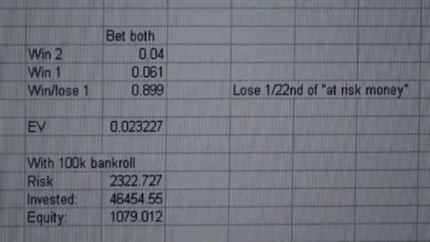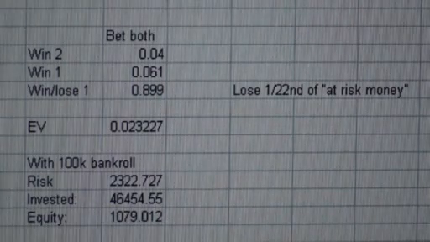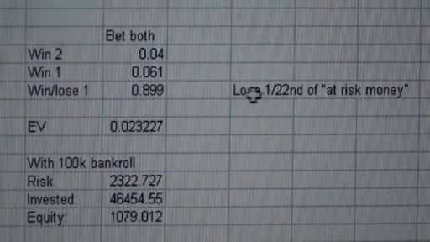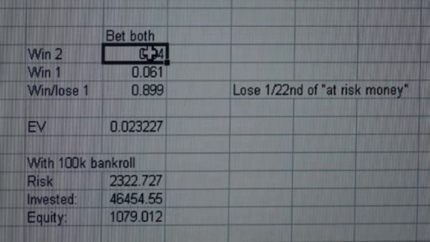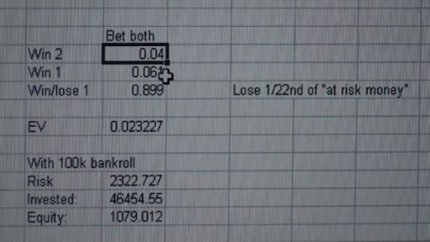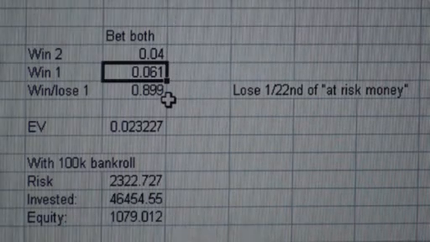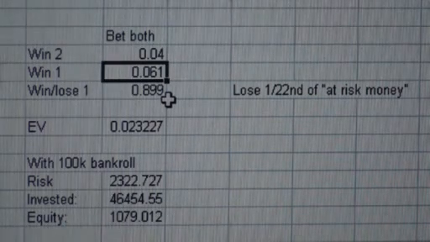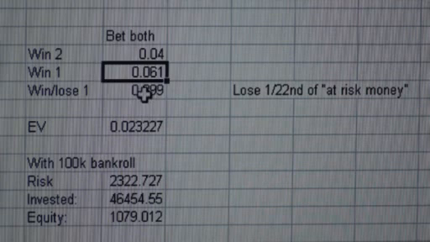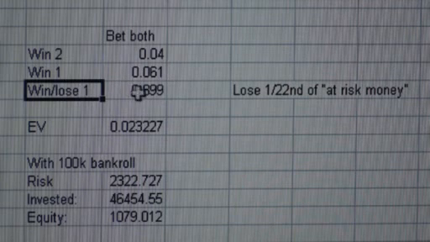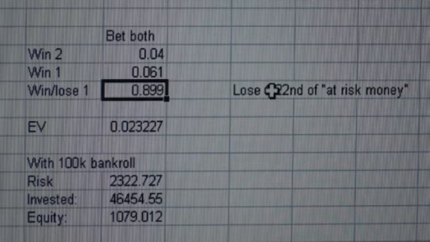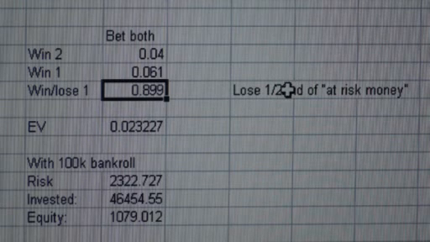Now the EV calculations change a little bit if you bet both of them at the same time. The odds of you winning both bets when you're playing for the middle are the odds of you pushing on the 2, which is 4%. The odds of you winning exactly one bet are the odds of you pushing on the 1 or the 3, which works out to be 6%. And then if you're going to win one bet, lose one bet, for every $100 you bet on each side, you're going to lose $10, which works out to be 1/22 of your at-risk money.